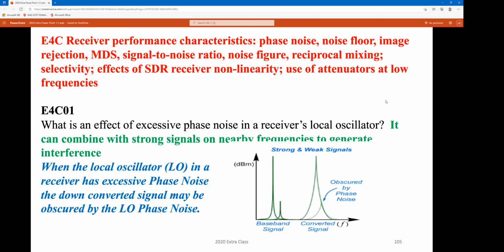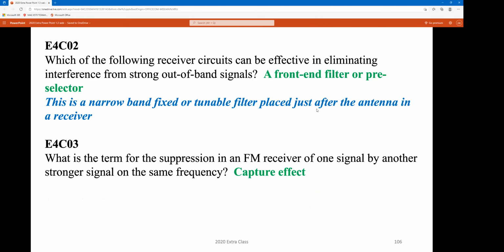What is an effect of excess phase noise in a receiver's local oscillator? It can combine with strong signals on nearby frequencies to generate interference, and as this says, obscure that weaker signal. Which of the following receiver circuits can be effective in eliminating interference from strong out-of-band signals? That is a front-end filter or pre-selector.